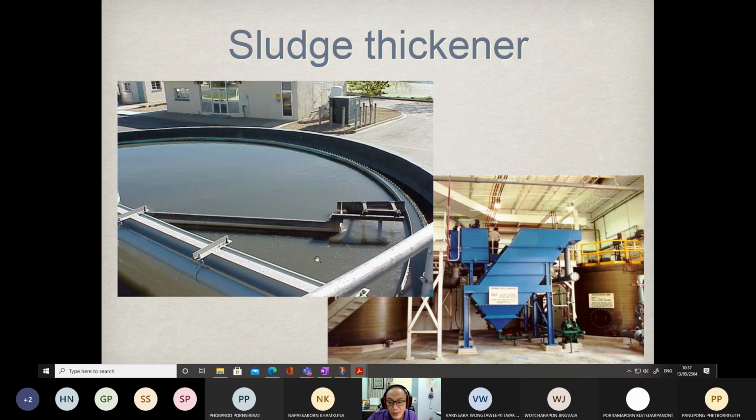Okay, we can also use inclined plates to thicken the sludge. This one is also a sedimentation tank, but not the conventional one like this.